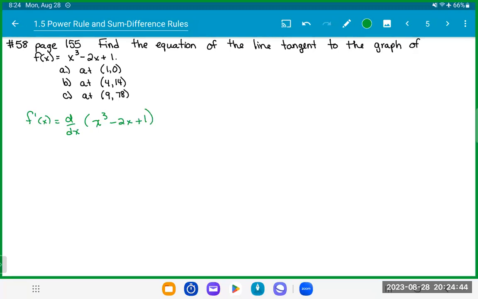I'll do this one more round where I write it all out, but honestly, we could probably get in the habit of not writing it out in broken form, where we're saying d dx of x cubed minus d dx of 2x plus d dx of 1. So when we look at that, we could say this is 3x squared minus 2 plus 0. So that means my derivative is 3x squared minus 2.